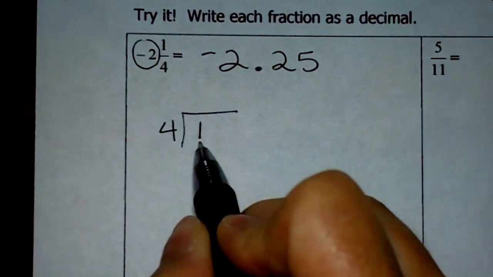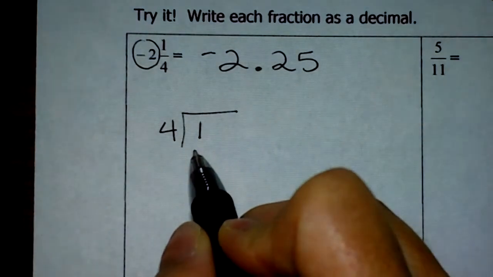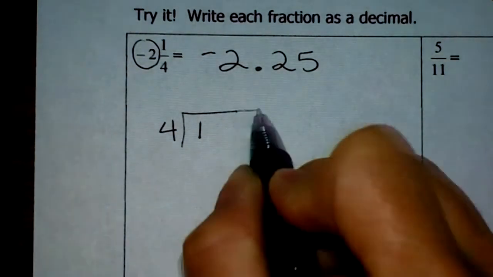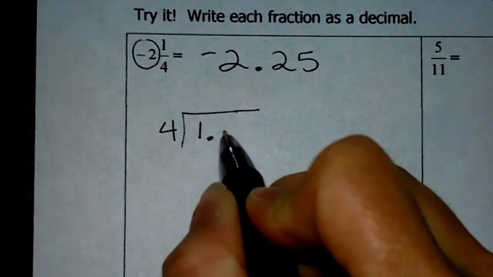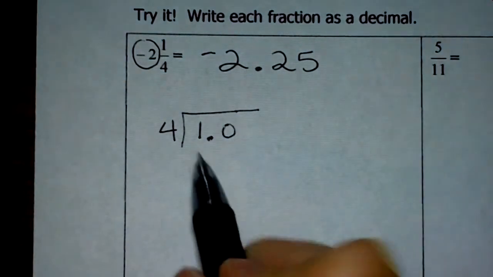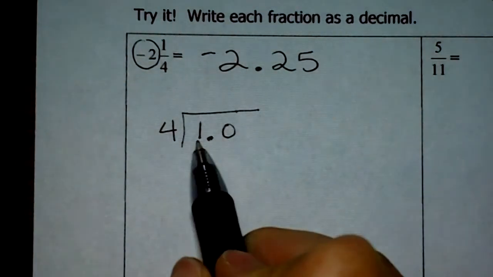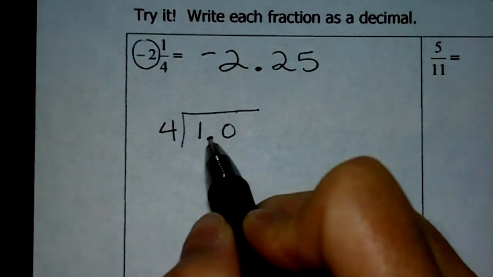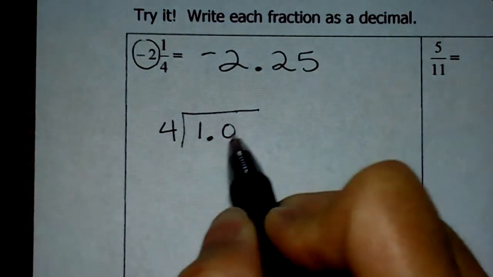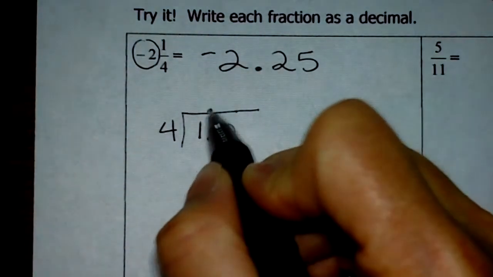4 doesn't go into 1. That's why we have a decimal, right? I don't want to change the value of this, so I'm going to put a decimal point here and a 0 afterwards, because isn't 1.0 worth the same as 1? So I'm putting a decimal here. I didn't change the value. I just made it so that I can actually divide. Bring your decimal point up.